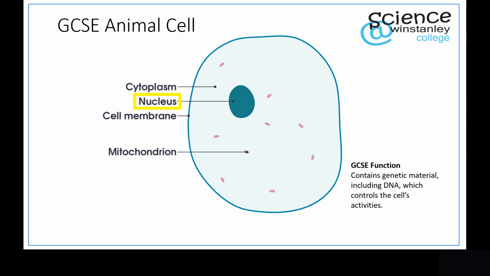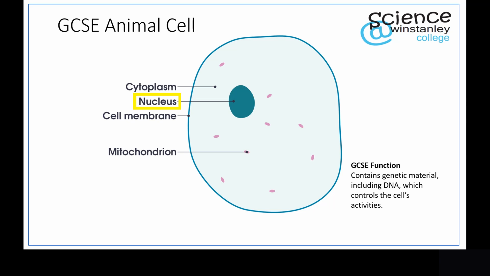So you can see the outer cell membrane, you can see the cytoplasm, and you can see some mitochondria within the cytoplasm. You might also know about ribosomes from GCSE. Now, they're not on this diagram, but you know that they're present too, a little smaller than the mitochondria. But what we're interested in is the nucleus.